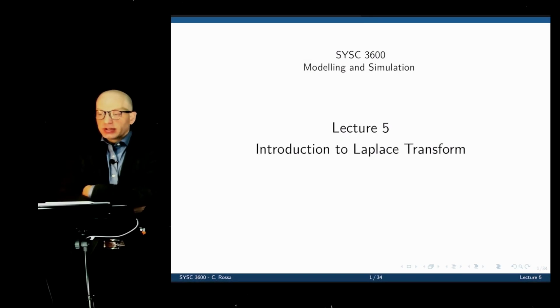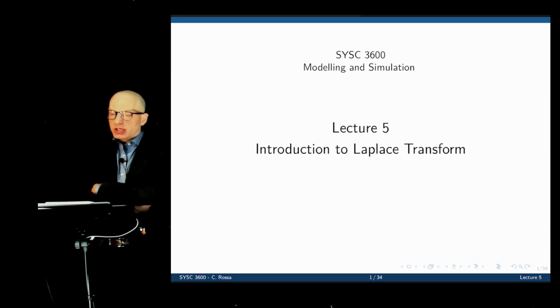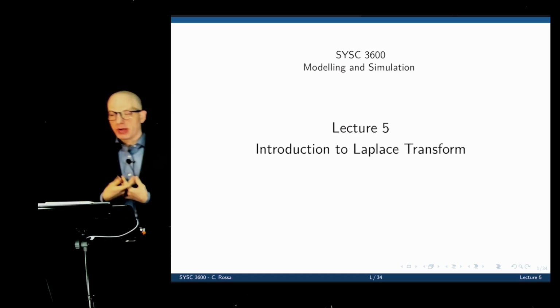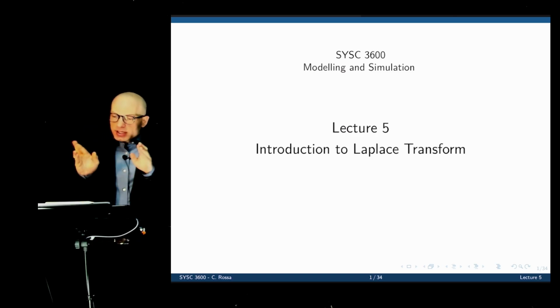In this lecture and in the next lecture, we're going to study Laplace transform. In this lecture, we're going to see a basic introduction to Laplace transform. In the next lecture, we're going to try to understand what the Laplace transform actually does. So we'll take at least 2 lectures.